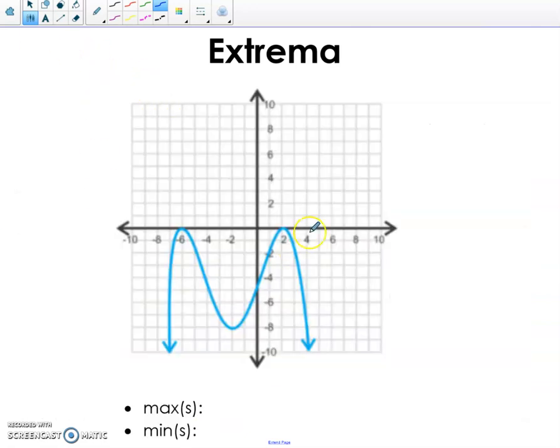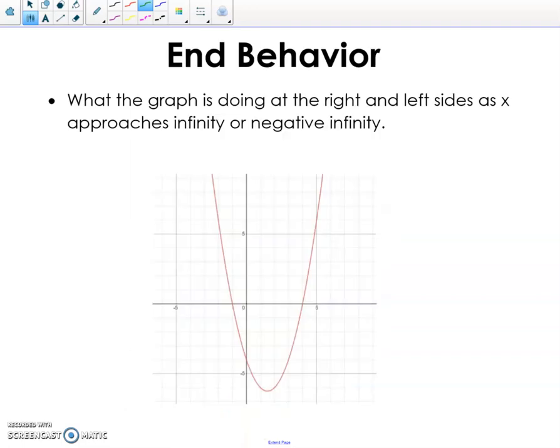Looking at another function, this is a quartic function, and we can see that there are two maximums. We have a maximum here and here, so that would be at the points (-6, 0) and (2, 0). And there is one minimum, right over here, and that's the point (-2, -8). So maxes and mins are as easy as looking at the graph and looking for the highest and the lowest points.